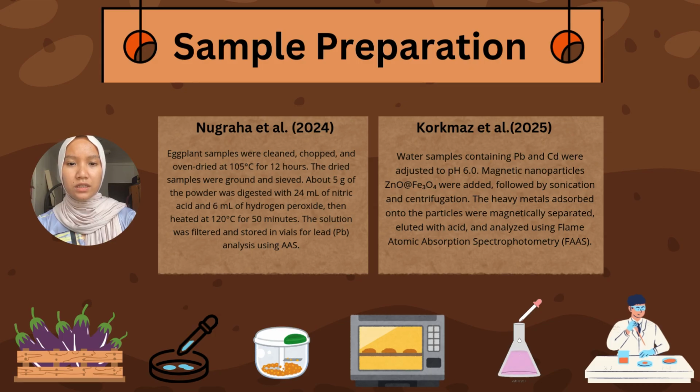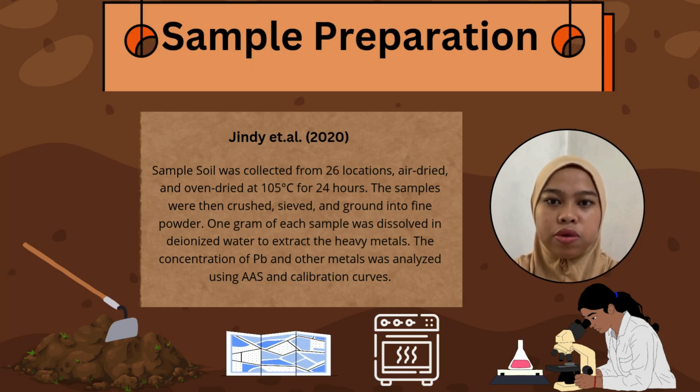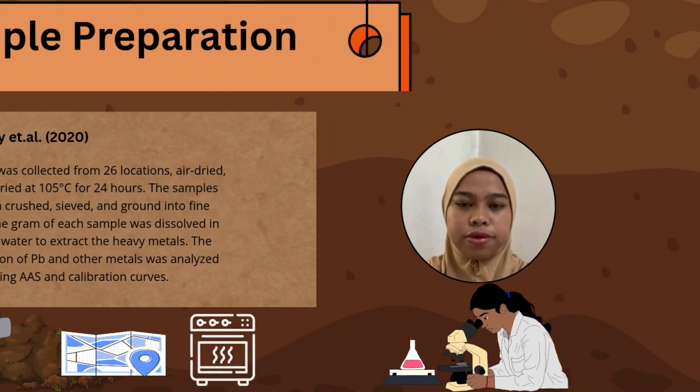The metals were separated magnetically, redissolved, and quantified using flame AAS. It is from Korkmaz et al. 2025. Lastly, soil samples were collected from 26 locations, air-dried and oven-dried at 105 degrees Celsius for 24 hours. The samples were then crushed, sieved and ground into fine powder. 1 gram of each sample was dissolved in deionized water to extract the heavy metals. The concentration of Pb and other metals was analyzed using AAS and calibration curve.